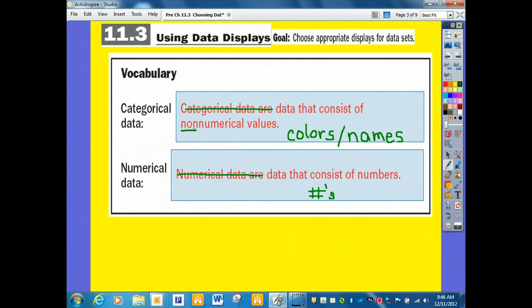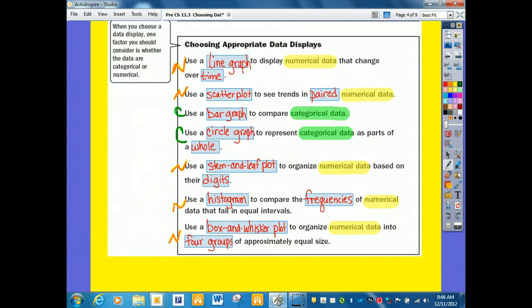Sales prices, money, gallons. Now, when you wrote these in, it says when you choose a data display, one factor you should consider is whether the data are categorical or numerical. And we filled these in: you could use a line graph to display numerical data that change over time. So the big hint here is anything that changes over time. If it changes over time, you want to use a line graph.